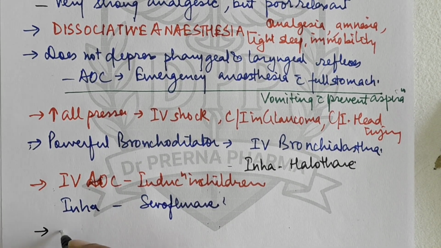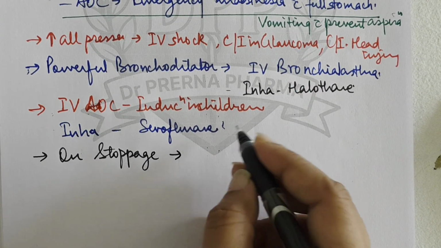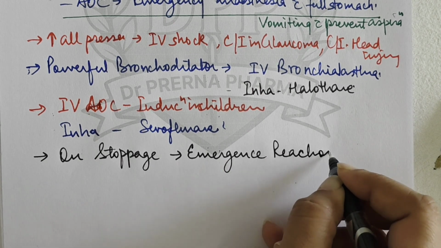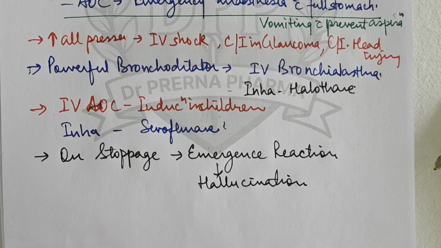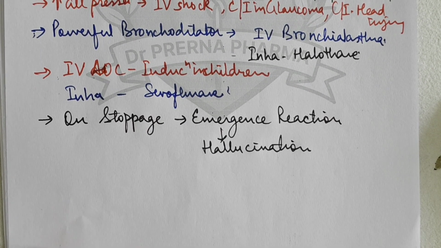Now on stoppage, several adverse effects can be seen which are called emergence reaction. The first effect is hallucination, in which the patient sees vivid dreams and illusions and excitement. So this is something very important about ketamine.